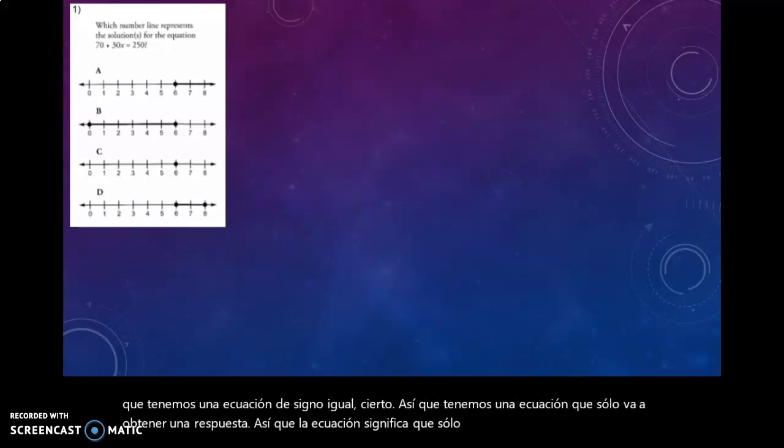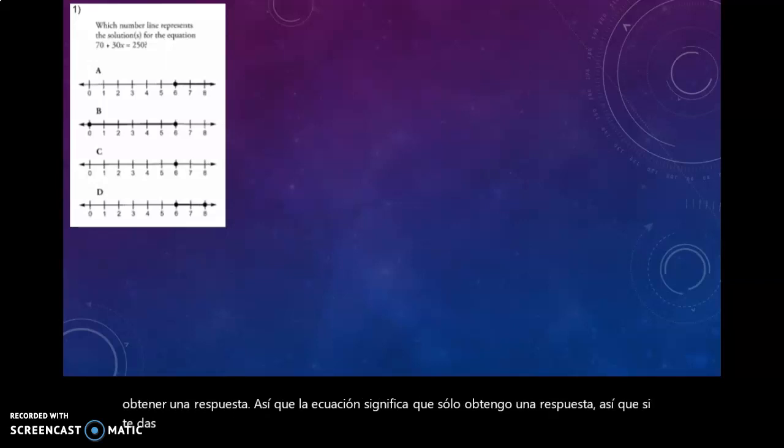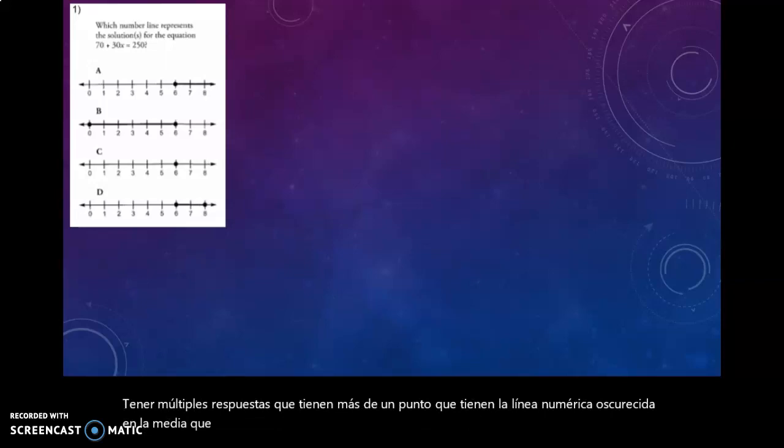If you notice right off the bat, A, B, and D have multiple answers. They have more than one dot. They have the number line darkened in, meaning that it can be any number. That would be an inequality, guys. So without even solving this, I can already tell you the answer is C. Why? Because it's the only one that has one dot, meaning one answer. So an equation is equal to one answer. So number one, the answer is C. But to check it, let's go ahead and do it.